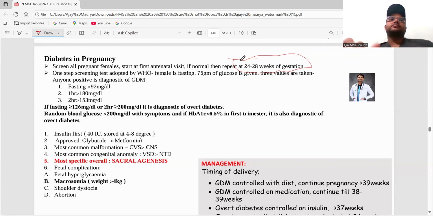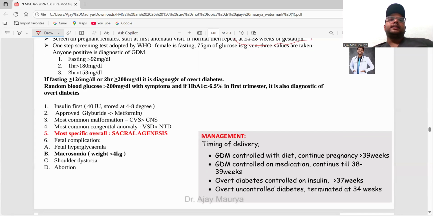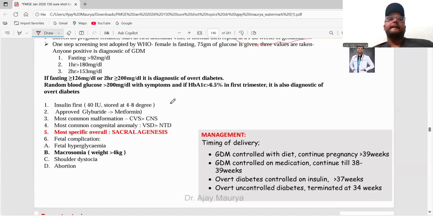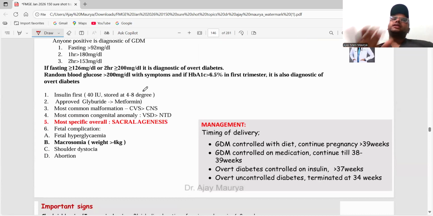Okay, done. The next, coming here, what is the first line treatment? Obviously it is going to be insulin only. First of all, you have to give the insulin. Okay? The only drug approved is glyburide. But in pregnancy, we'll give the insulin only.